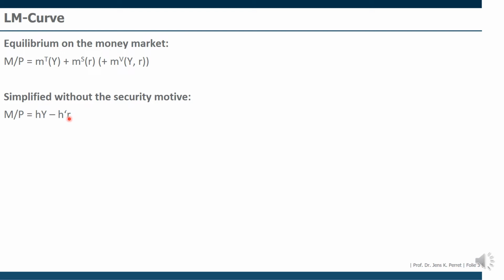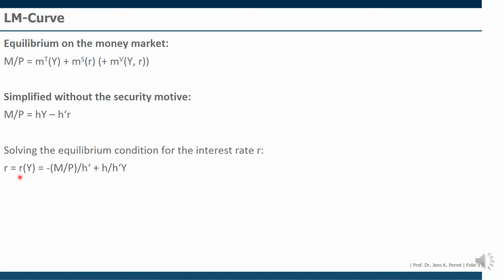When we're solving this for r, because in this context, similarly to the IS curve, we have two endogenous variables, GDP y and interest rate r, we have to express one of them via the other. So here we are always solving for r and trying to express r as a function of y. If we solve this for the interest rate r, we get this solution, r as a function of y. What we see here, this part, that's our absolute term. And the part in front, h divided by h', that's the slope of this relation.